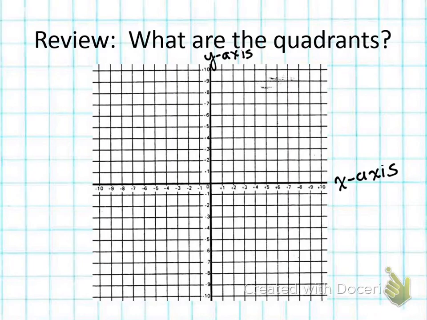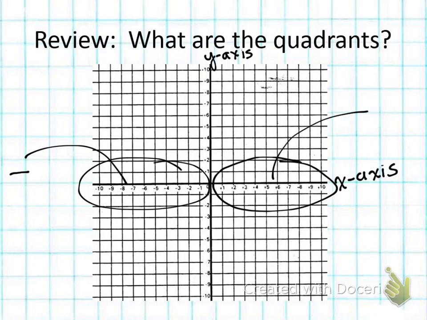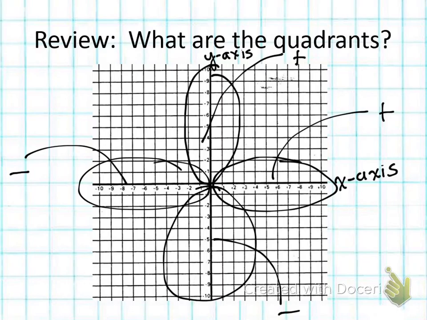Okay, thank you. So the x-axis goes left to right. On the x-axis, all the numbers that are on the left are negative numbers. All the numbers on the right side of the x-axis are the positive numbers. On the y-axis, all the numbers that are on the top are positive, and all the numbers on the bottom are negative. Okay, explain which way is positive and negative in each direction. Go.